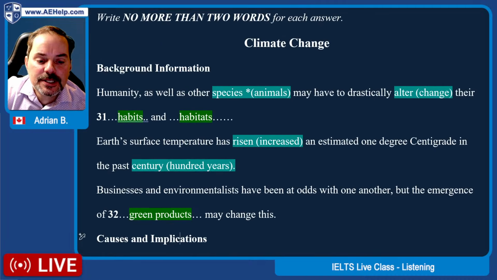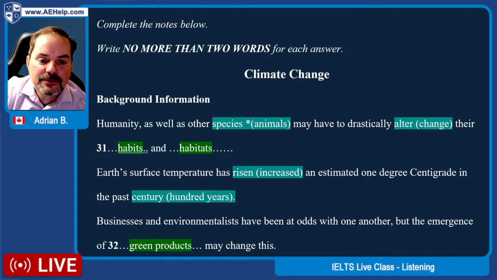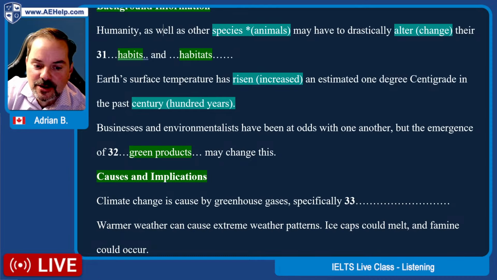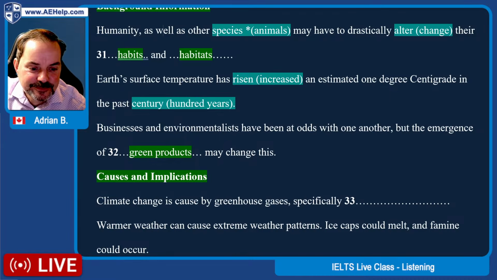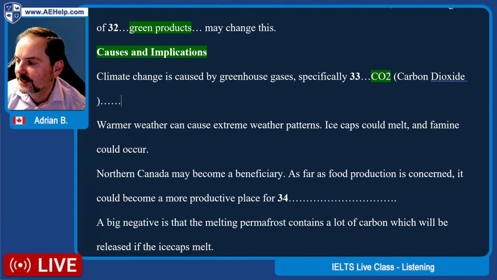So, students, notice the next title is causes and implications. Pay really careful attention to these titles, like background information, causes and implications. Climate change is caused by greenhouse gases, specifically carbon dioxide. You can actually use the chemical term CO2, or if you want, you can write carbon dioxide. But I always recommend the simplest, path of least resistance. So CO2 is the simplest.